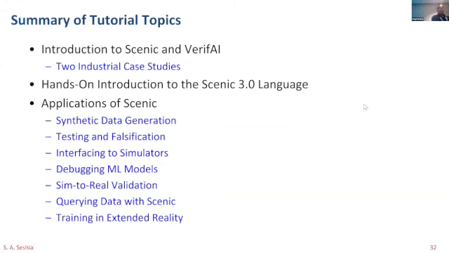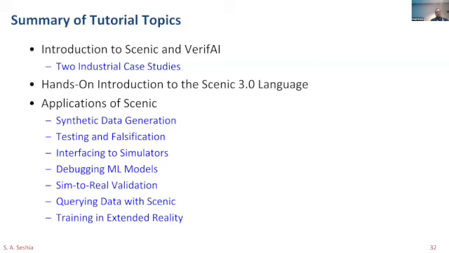All right, we are close to the end of the tutorial, so I'm just going to do a quick summary of what was covered here, and we'd love to get feedback. We started out talking about the context, the verified AI agenda, and an introduction to our open source tools, Scenic and Verify. I talked about two industrial case studies we did, one in the avionics domain in collaboration with Boeing, the other in the self-driving car domain in collaboration with AAA and LG.